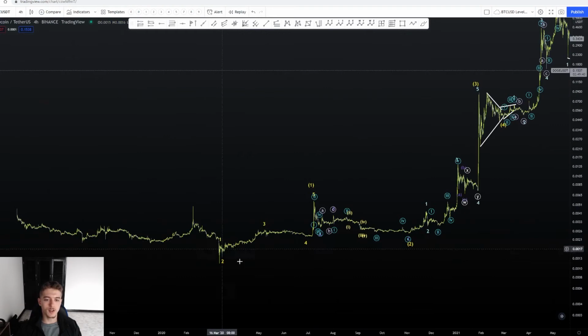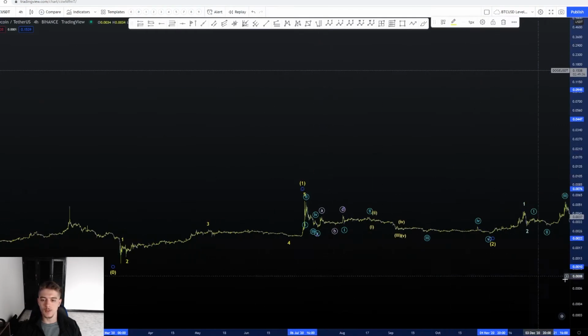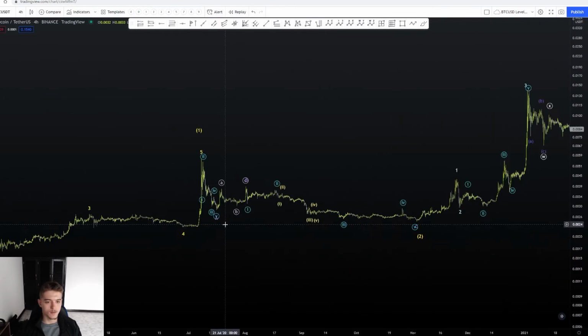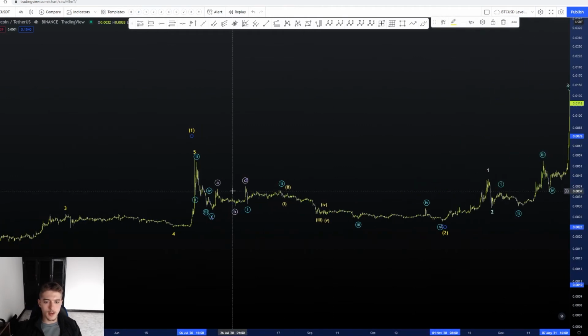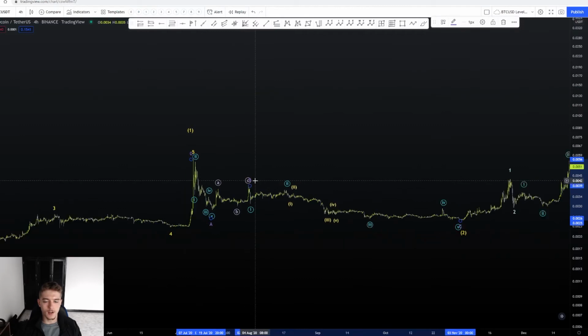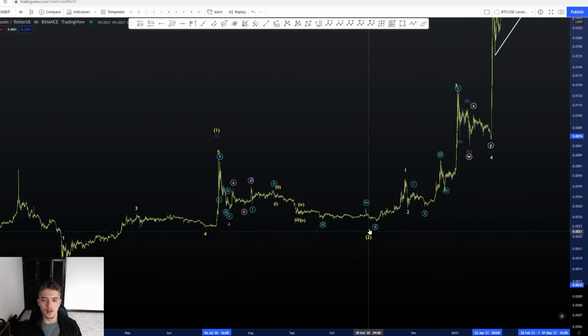So we come up for a 1, 2, 3, 4, 5 to complete this intermediate wave 1. Then we come down for a zigzag. So yep, this would be an A, B, C, with an A here, a B up here, then a C down here for 1, 2, 3, 4, 5. Very long drawn out wave C, but it does make a 5-wave structure nonetheless.